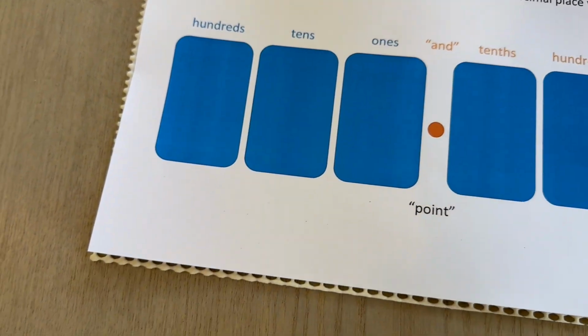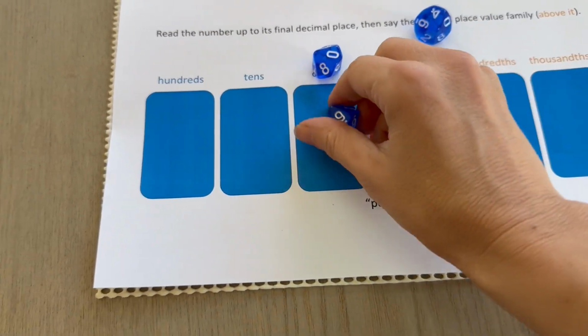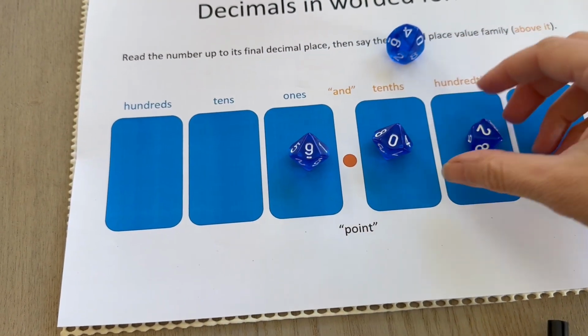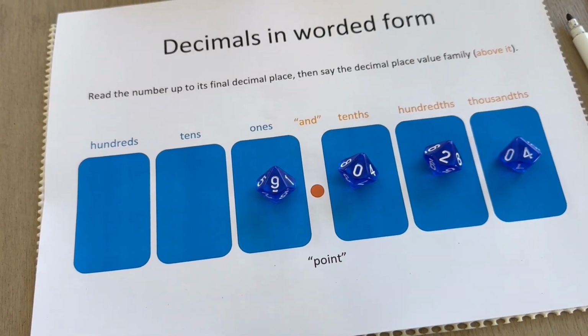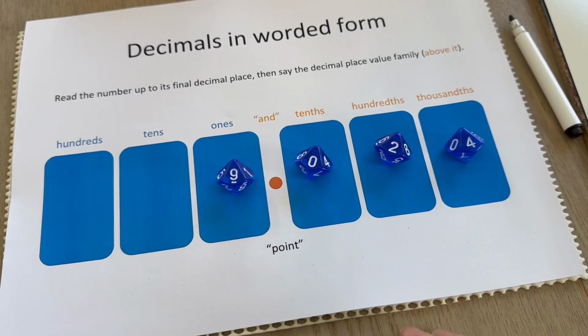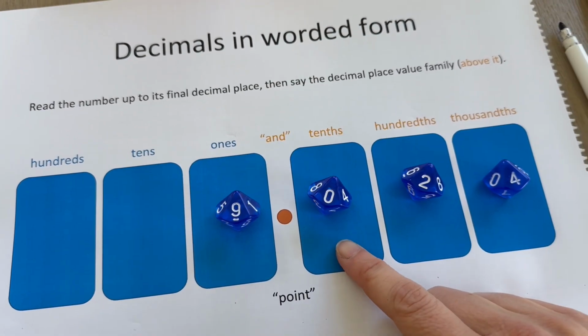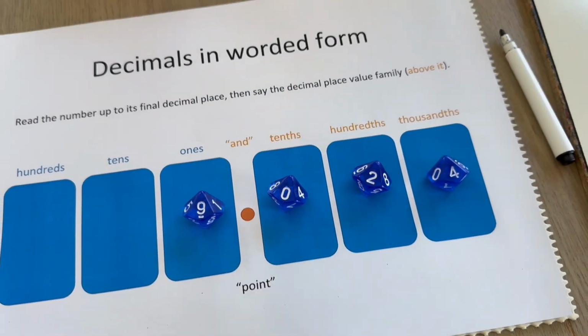So let's have a few practices. So we roll, oh, that one's out. Apologies, it should be on the grip mat. And let's say we got this. So it's 9 wholes or 9 ones, but you can say 9 wholes or 9 ones. I'll probably add wholes to the top of there. That's a good idea. And then it's 24 thousandths.